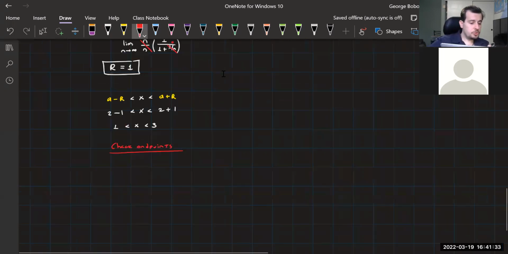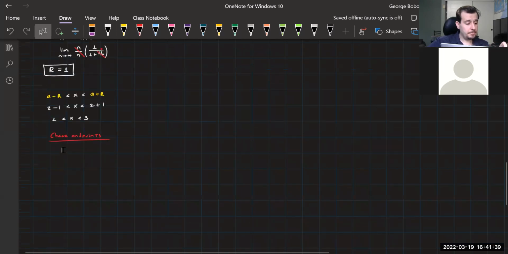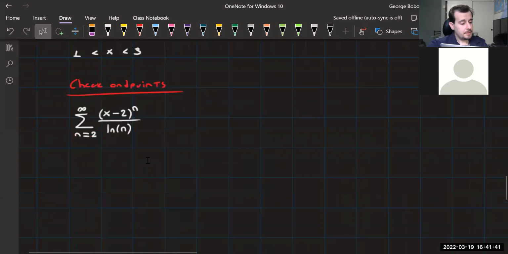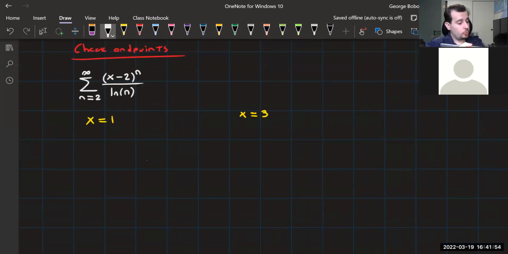All right. So what was our series again? It was this bad boy up here. Bring him down. Now we're going to check the endpoints. We're going to plug in x equals 1, and then in another case x equals 3, and see what happens. If I plug in x equals 1, what do I get now in the series? Negative 1 to the power of n over ln of n. And this is what kind of series if it has the negative 1 to the n?